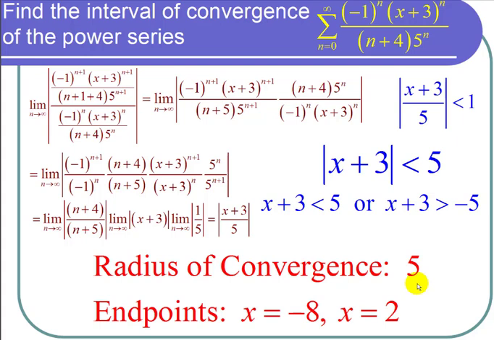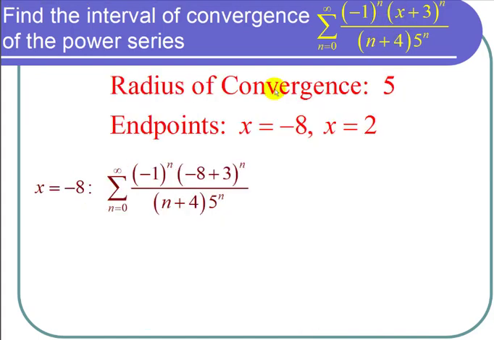Okay, so I'm almost done. I now have my radius of convergence. I have my endpoints. So I know the series converges between -8 and 2. What I don't know yet is what happens at x equals -8 and what happens at x equals 2. So what I do now is just plug in -8 for x in the original series.